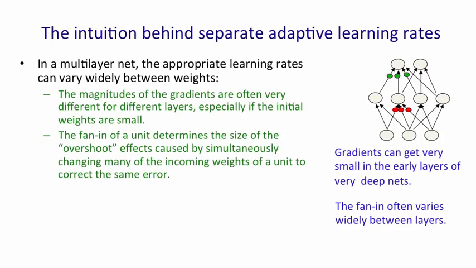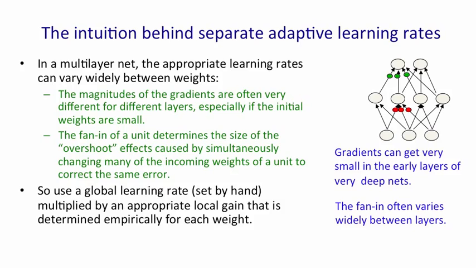Another factor that causes us to want different learning rates for different weights is the fan-in of a unit. The fan-in determines the size of the overshoot effects that you get when you simultaneously change many of the different incoming weights to fix up the same error. It may be that the unit didn't get enough input. When you change all these weights at the same time to fix up the error, it now gets too much input. Obviously that effect's going to be bigger if there's a bigger fan-in. So the net in the diagram on the right has more or less the same fan-in for both layers, but that's very different in some nets.